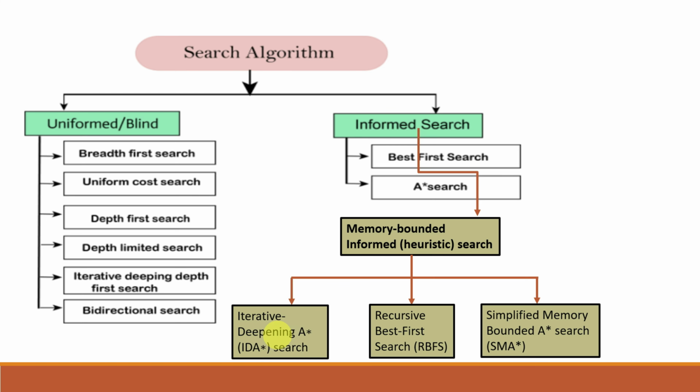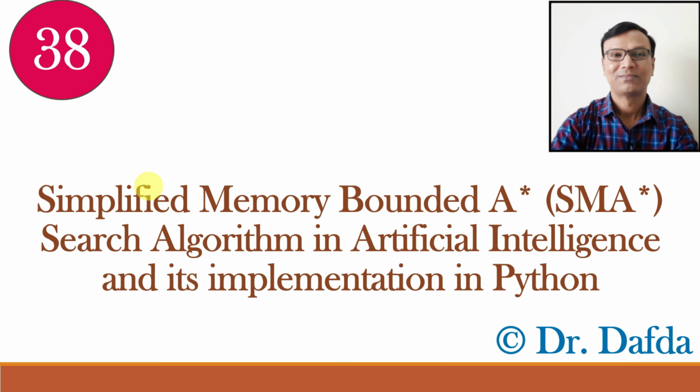Both IDA star and RBFS suffer from too little memory, and furthermore they both suffer from potentially exponential increase in complexity associated with redundant paths in graphs. Therefore, it seems sensible to use all the available memory, and SMA star does this. Starting with the name, why is it called simplified memory bounded A star search? Because it is a simplified version of MA star or memory bounded A star search algorithm.